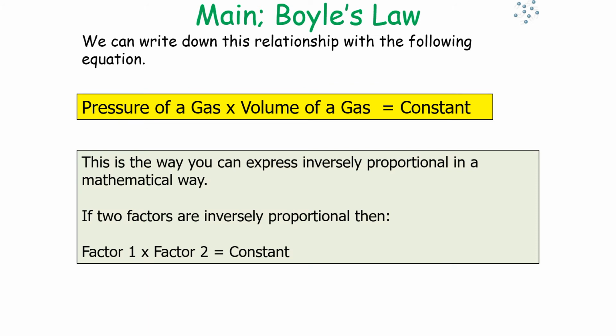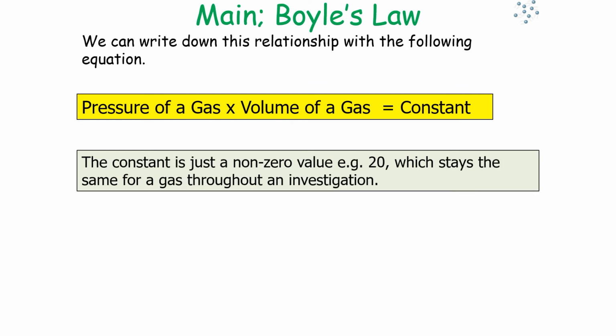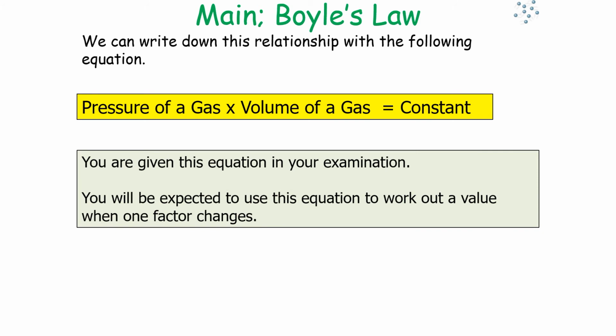Now we can write this relationship with the following equation. The pressure of a gas times by the volume of a gas equals a constant. Now this is the mathematical way you can express inverse proportion. So if two factors are inversely proportional, then factor 1 times by factor 2 is equal to a constant. Now the constant in this case is just a non-zero value, for example 20, which stays the same for a particular gas throughout an investigation. Now you'll be expected to use this equation to work out a value when one factor changes.